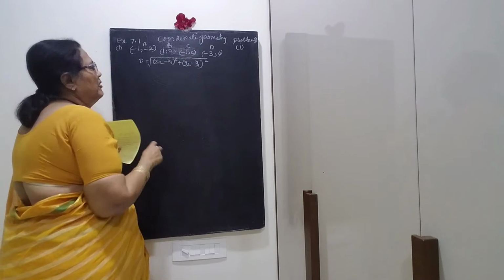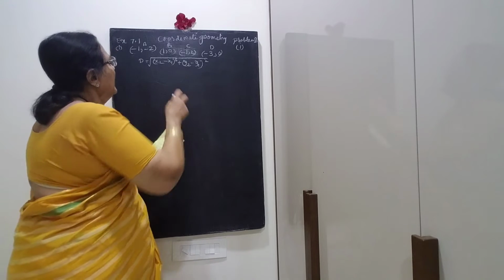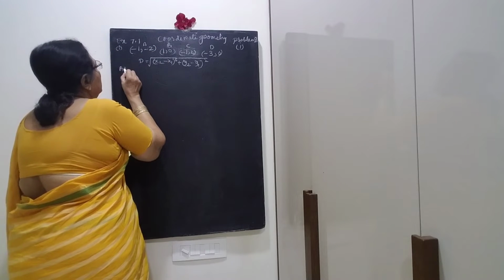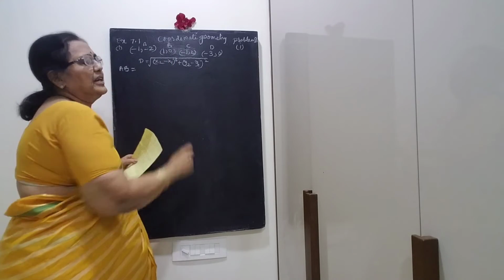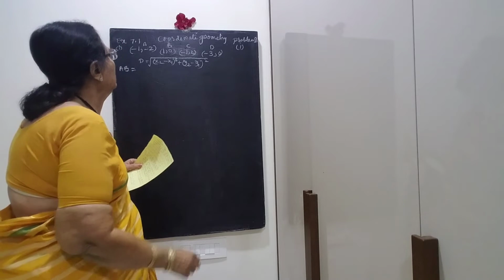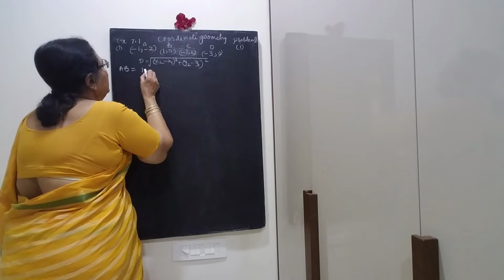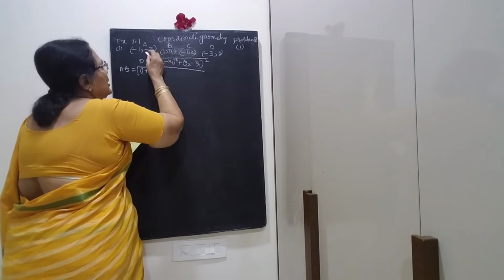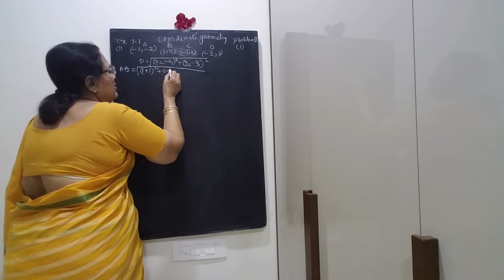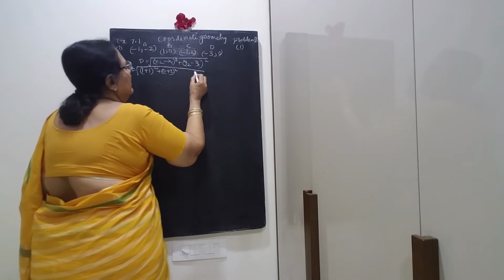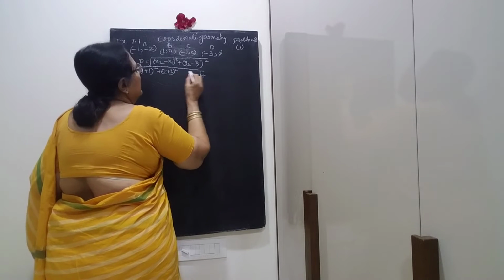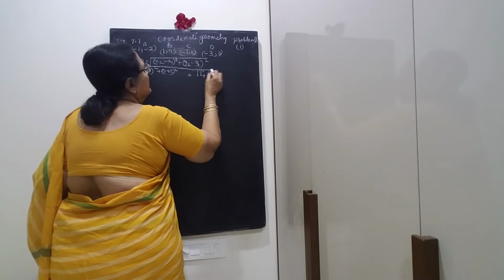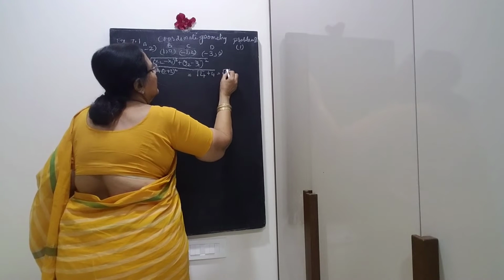Okay, so I won't take x1, x2, x3. I'll find out AB first, side AB. This is x1, y1, this is x2, y2. So (x2 minus x1) whole square: 1 minus of -1 will be 1 plus 1 whole square, and 0 minus of -2, 0 plus 2 whole square. This will be equal to 2 square, that is 4 plus 4, that is root 8 units.